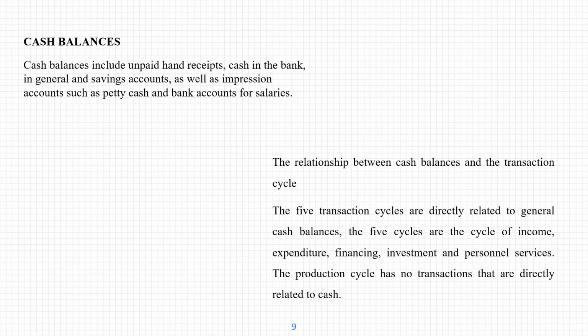Next, cash balance. Cash balance includes undeposited cash on hand, cash in the bank in general and savings accounts, as well as imprest accounts such as petty cash and bank accounts for salaries. The relationship between cash balance and the transaction cycles. Five transaction cycles are directly related to general cash balance. The five cycles are the cycles of income, expenditure, financing, investment, and personal service. The production cycle has no transactions that are directly related to cash.